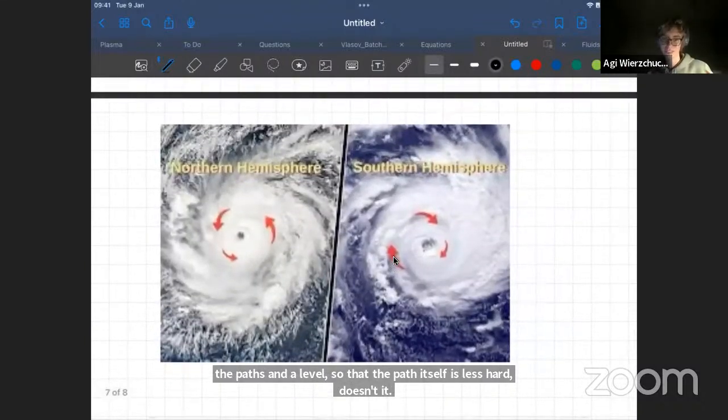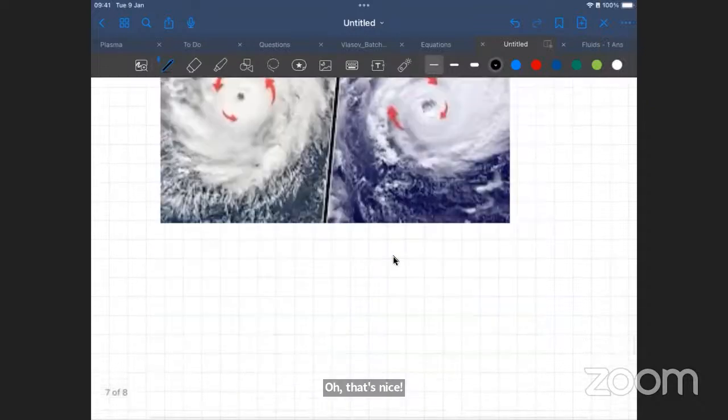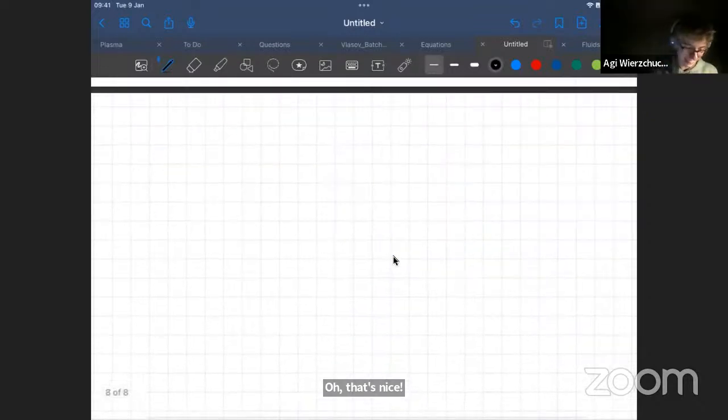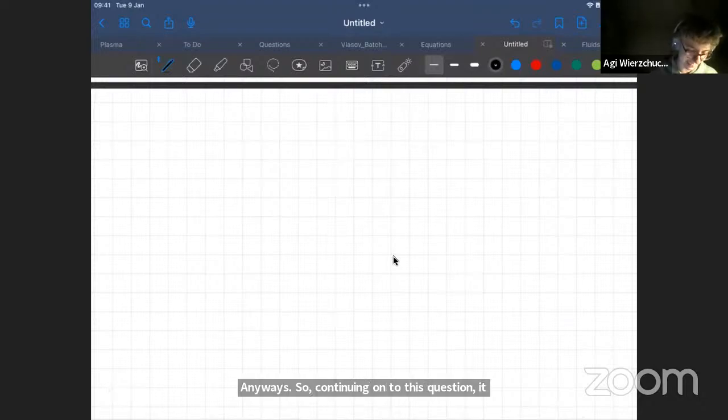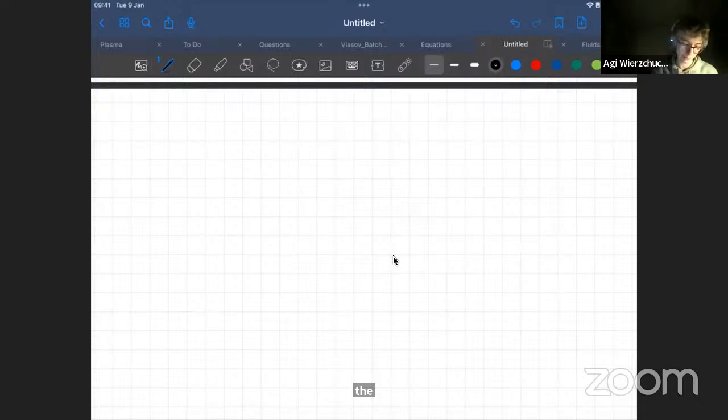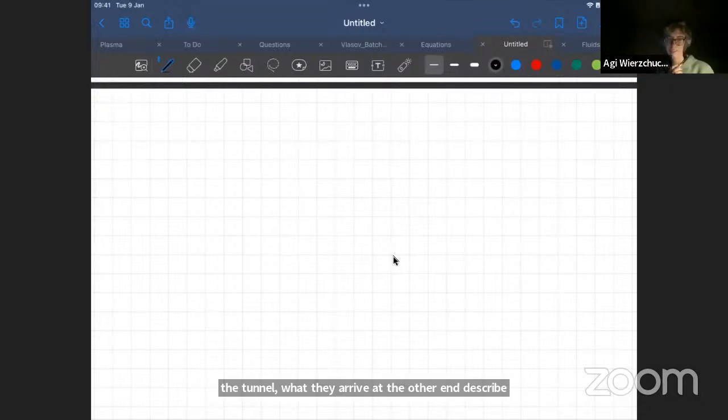I just wanted to show that for the previous question, yes, this is what it looks like. Anyways, continuing on to this question, it says, imagine that a tunnel is constructed straight through the center of the Earth. If a person were to fall into the tunnel, would they arrive at the other end? Describe the motion of the person, and either explain why the person would not reach the other end, or calculate the time taken for the person to travel from one end of the Earth to the other.